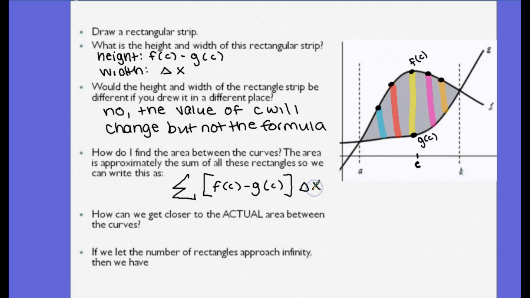Times delta x. It's like 2.1. Okay, how could I rewrite this so that it represents the actual areas under the curve? You would mean the integral of f of c from your first point to where we want to end, A to B, and then minus the integral of g of c.